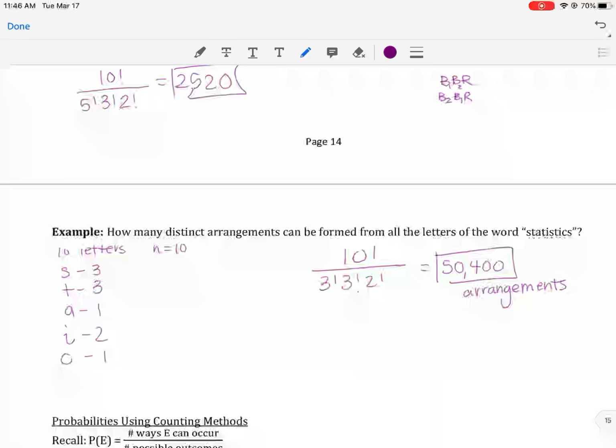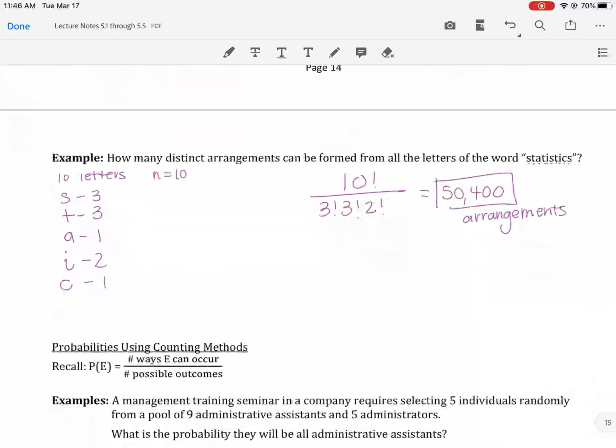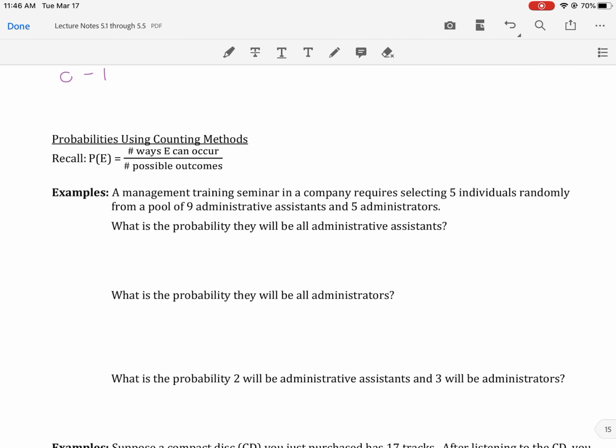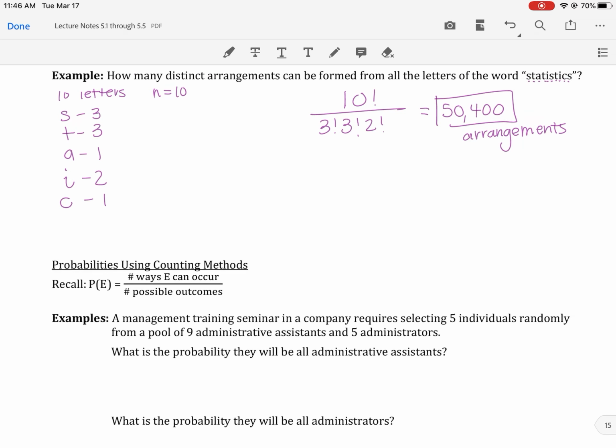Okay, so now's the fun part, kind of bringing things back together. We've talked about probability as being the number of ways our events can occur out of the total possible outcomes. But now we're going to combine that idea with maybe some combinations or permutations that we've seen in this chapter.